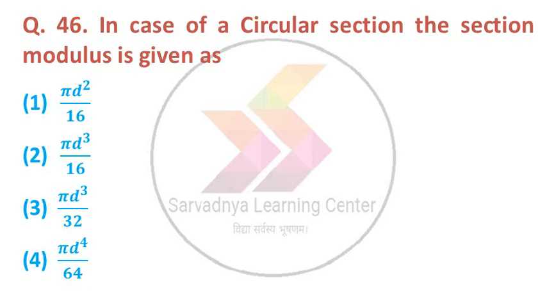Next question. In case of circular section, the section modulus is given as option 1 pi d square upon 16, second pi d cube upon 16, third pi d cube upon 32, 4 pi d raised to 4 upon 64. The correct answer is option number 3, pi d cube upon 32.